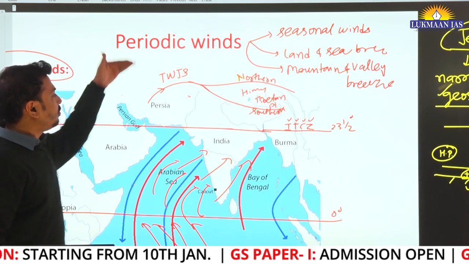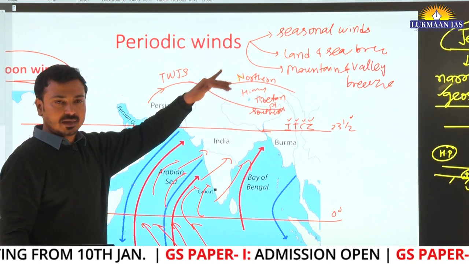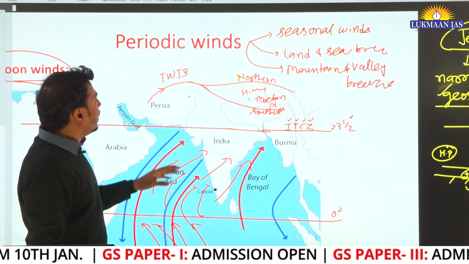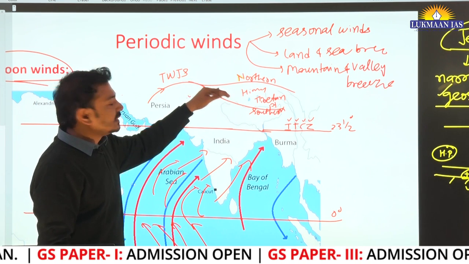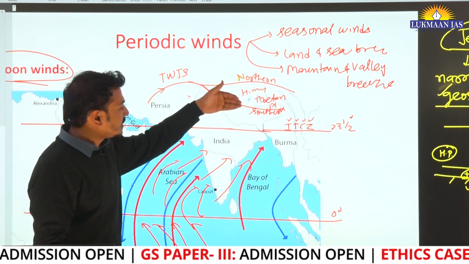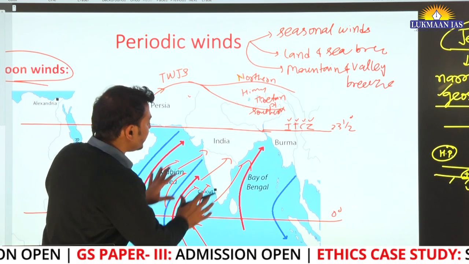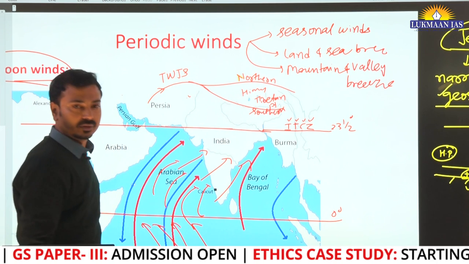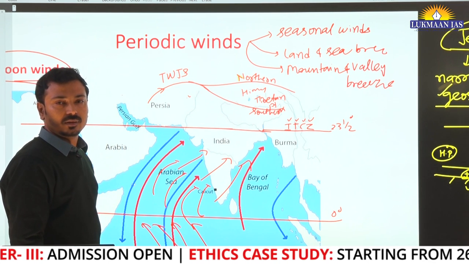Okay. It is in upper atmosphere. Imagine it is in upper atmosphere. Now, even during May, this is the situation. Now, this southern branch does not allow these trade winds to come here on the Indian subcontinent.